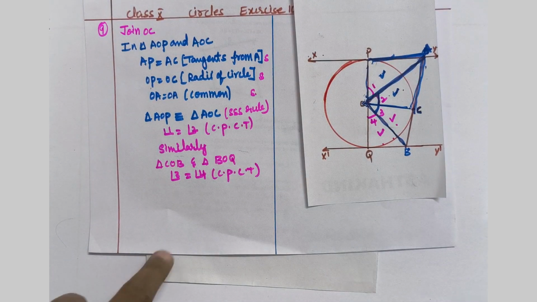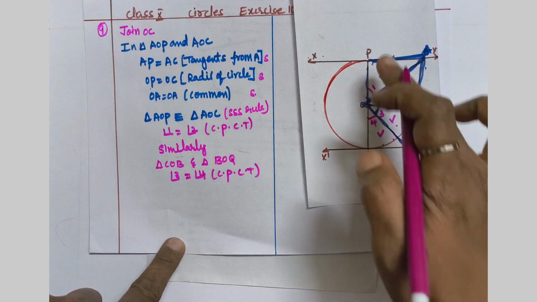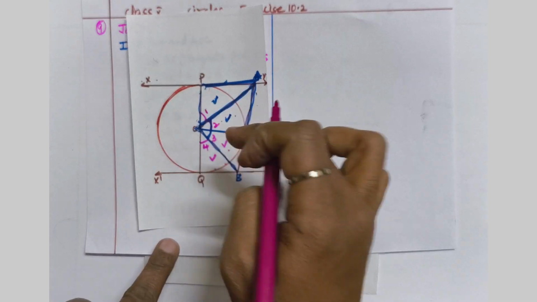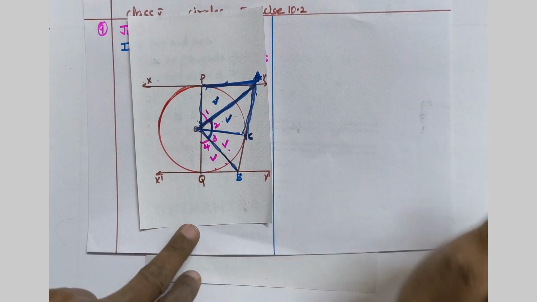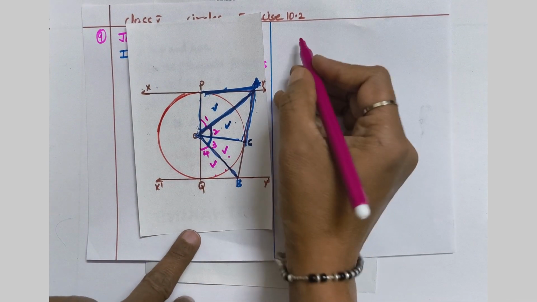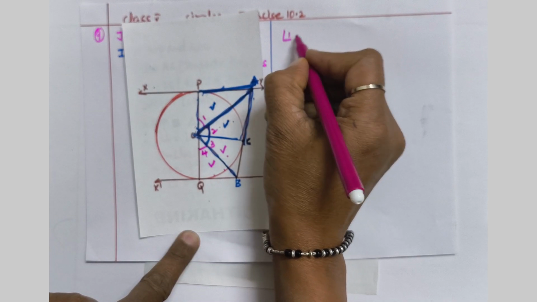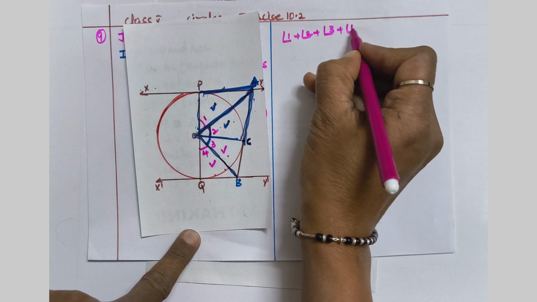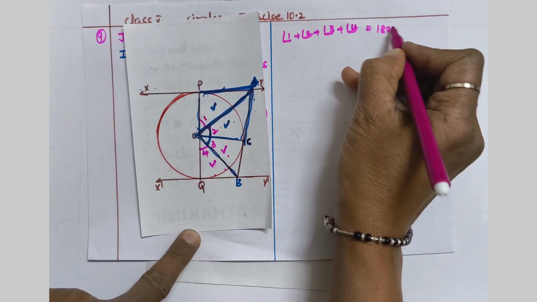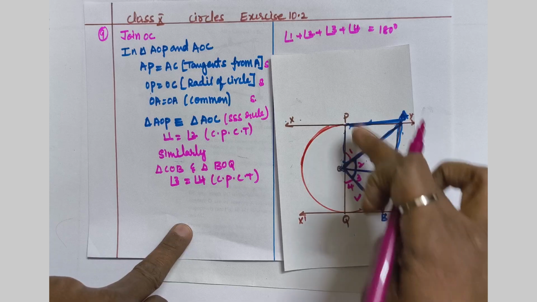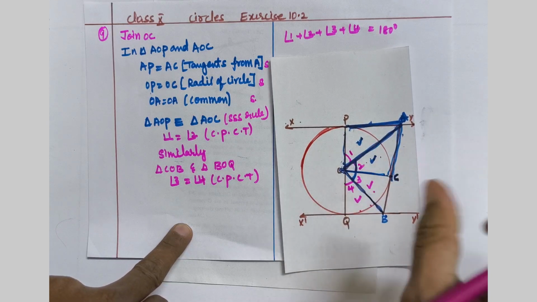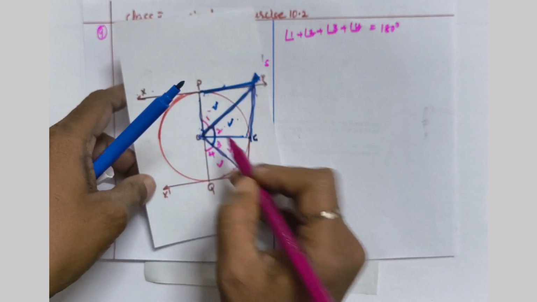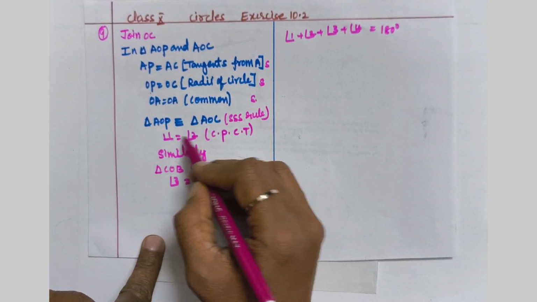So now what happens? Carefully listen. Angles 1, 2, 3, 4. Which line is there? A straight line is there. One straight line means how many degrees? 180 degrees. Now you write angle 1 plus angle 2 plus angle 3 plus angle 4 is equal to 180 degrees. Carefully see here in the diagram, it is a straight line. These 4 angles sum to 180 degrees.